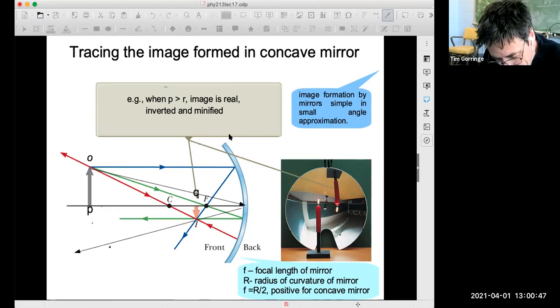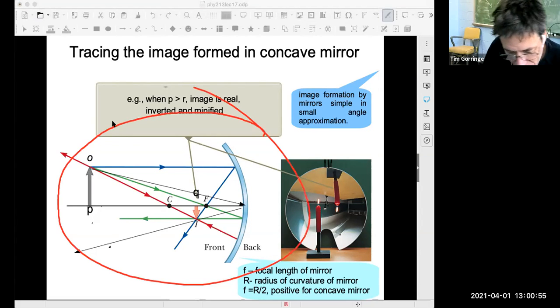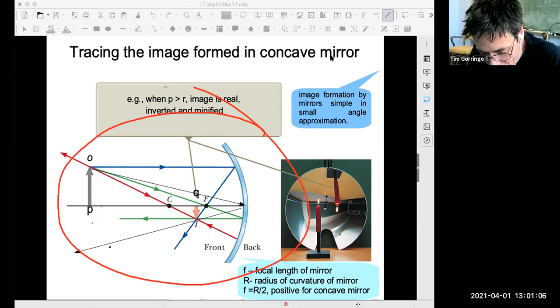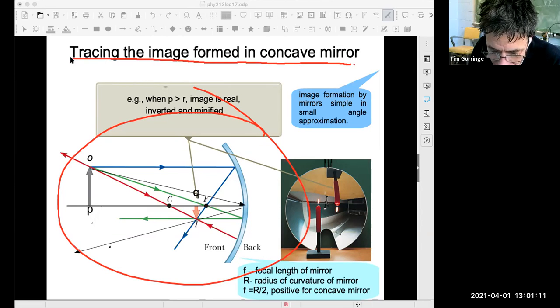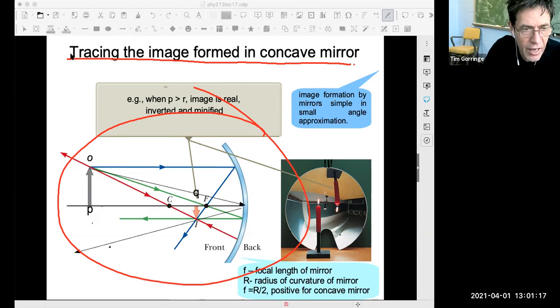Now, this might look a little scary, and maybe this looks like spaghetti in this diagram, but it's really not. And I think if we walk through it, I am convinced you're going to be okay with this. So this slide is about ray tracing. Remember we did it for the planar mirror? Now we're going to do ray tracing for this example of a concave mirror.